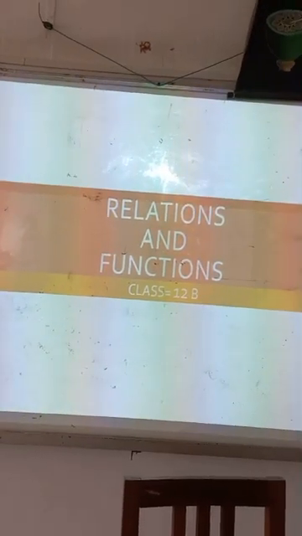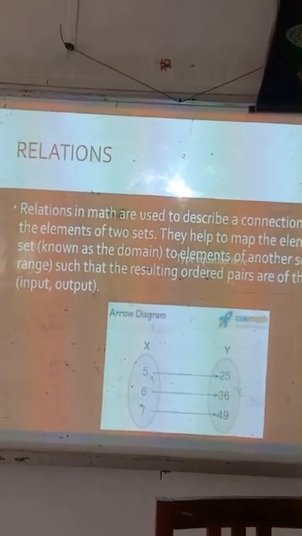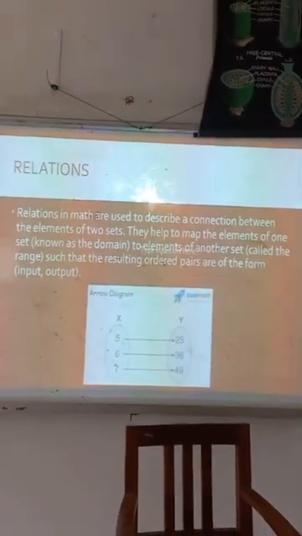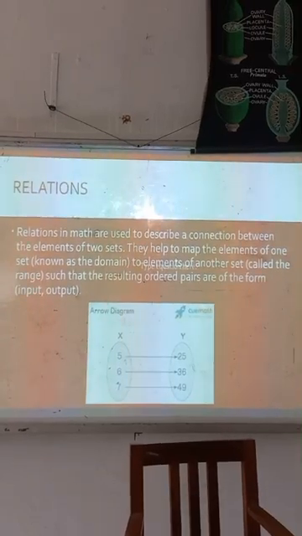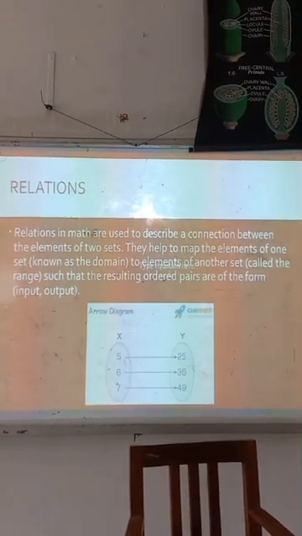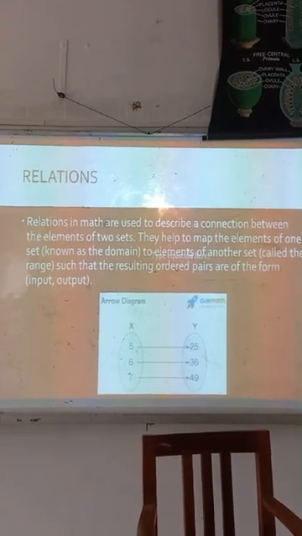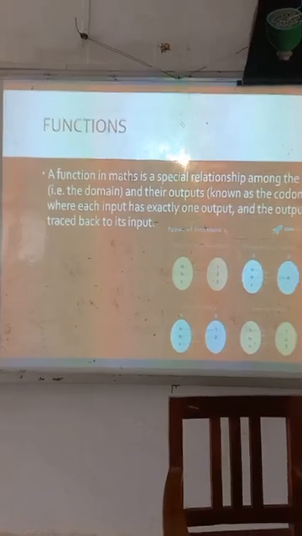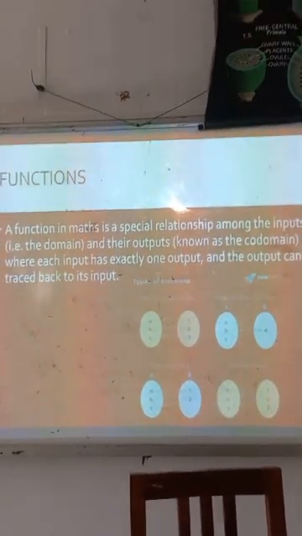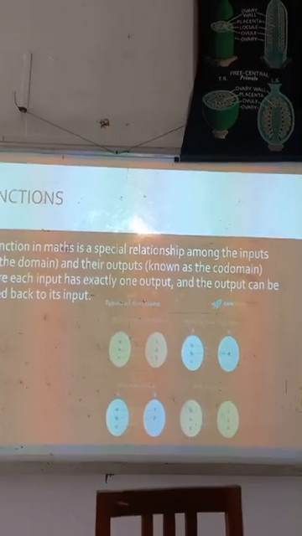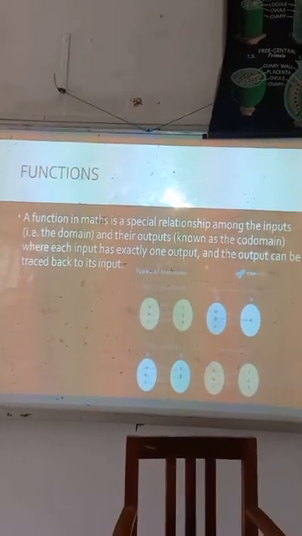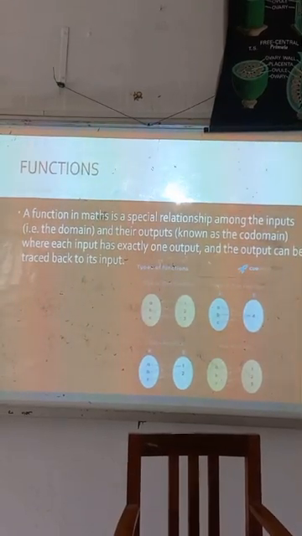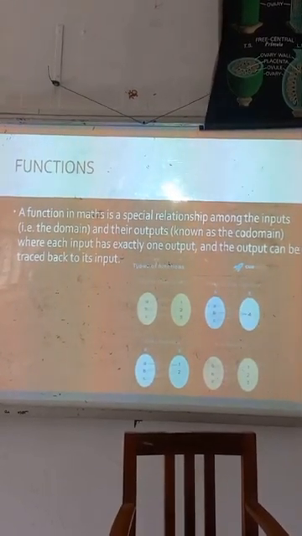Today we will see relations and functions. A relation in mathematics is used to describe a connection between the elements of two sets. They help to map the elements of one set to elements of another set, such that the resulting ordered pairs are of the form input and output. A function in mathematics is a special relationship among the inputs, that is the domain, and their outputs, known as the codomain, where each input has exactly one output and the output can be traced back to its input.